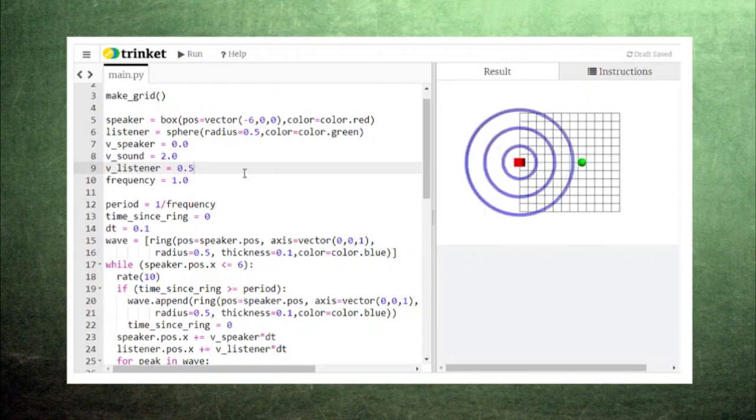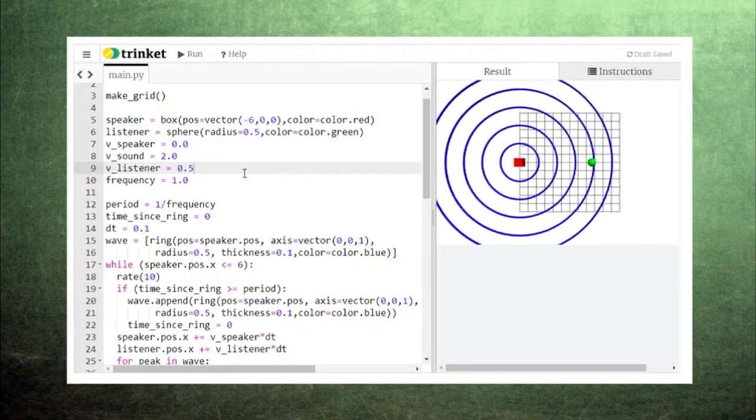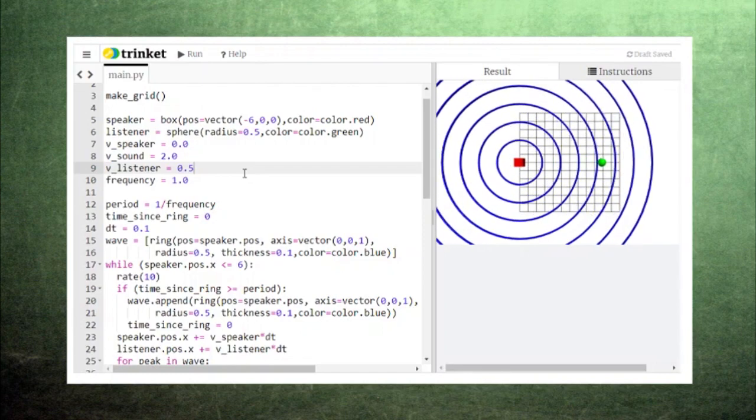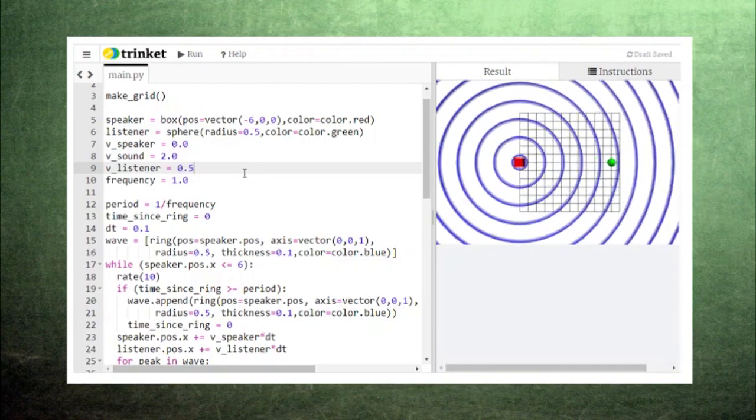Even if the speaker is stationary, the listener will experience a different wave frequency when heading toward the speaker than she will when moving away from the speaker.